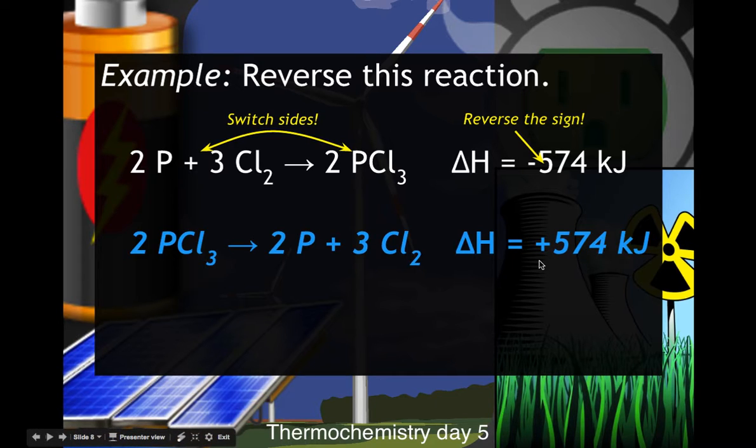So reverse reactions are very easy to deal with. We just have to reverse the sign to say that instead of energy coming out, energy is going to be needed. Or the other way around.